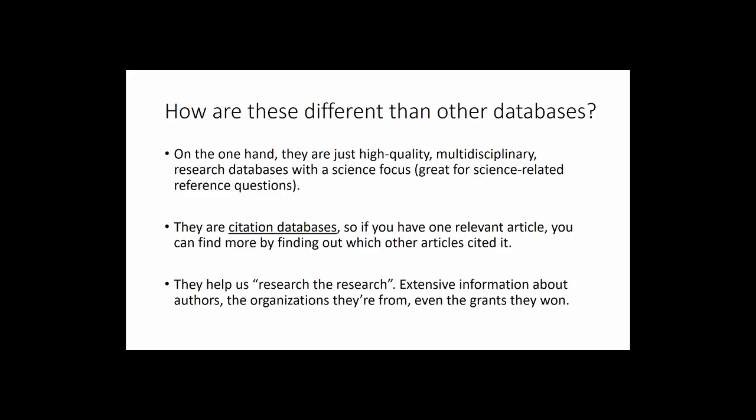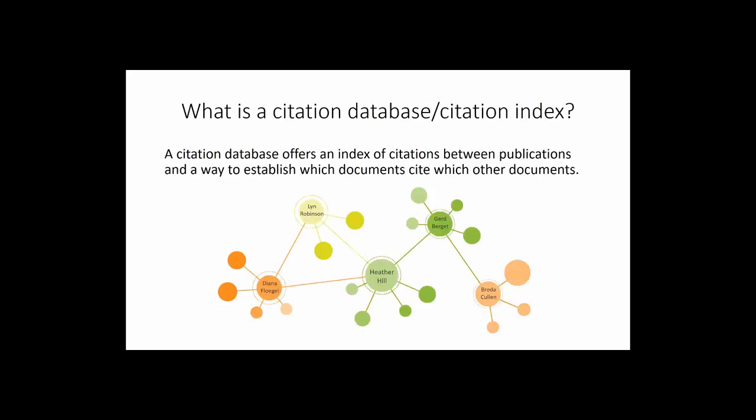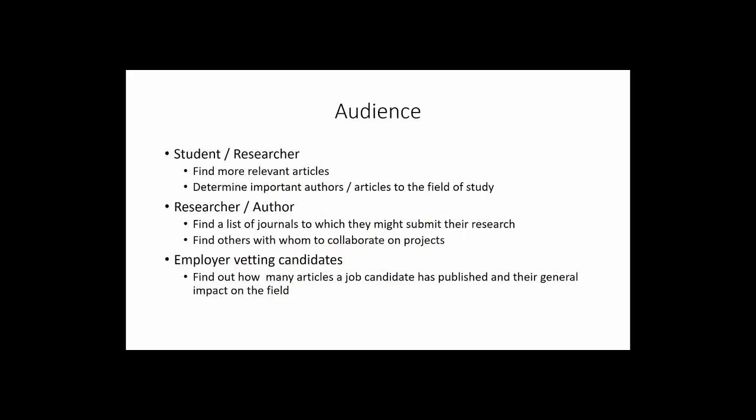So our first question is, what is a citation database? Citation databases offer an index of citations between publications and a way to establish which documents cite which other documents. So think of an actual web. You have all these strands connecting different nodes, and in this case, each node might be an author or article, and each strand is a citation that connects one author or article to another. This is a great way to find other articles related to your search topic, and also to see how research has evolved over time.